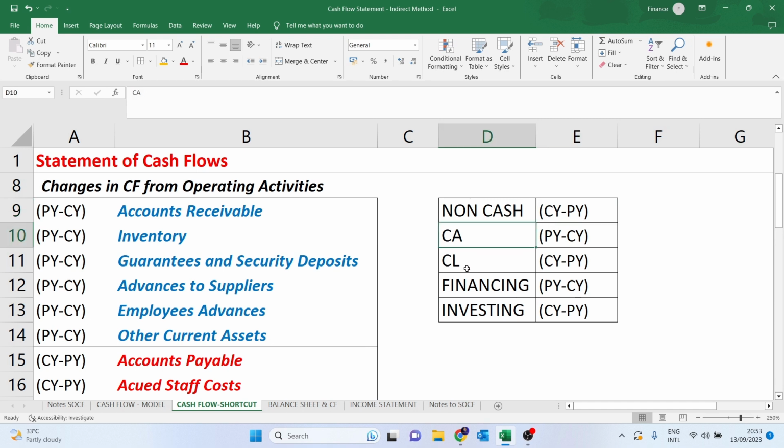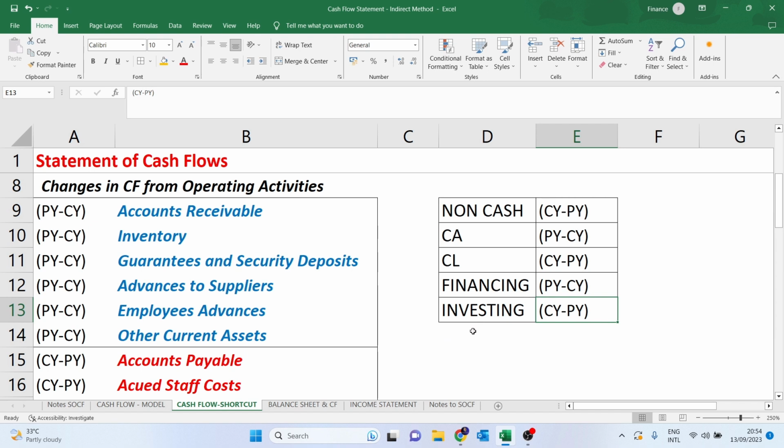And current assets, deduct from previous year value the current year value. And current liabilities, deduct the current year value from previous year value. And in the financing activities, deduct the previous year value from current year value. And investing, deduct the current year value from previous year value.